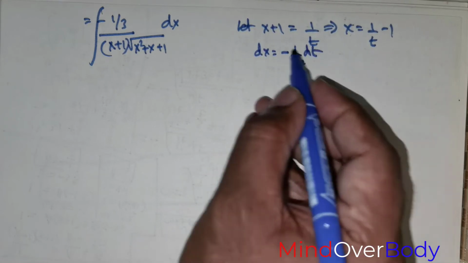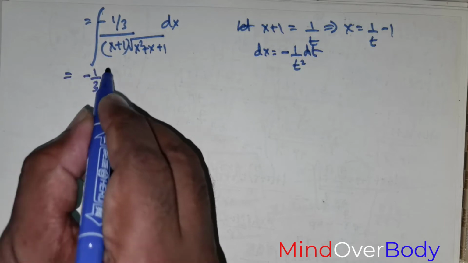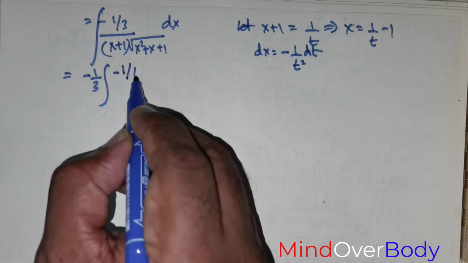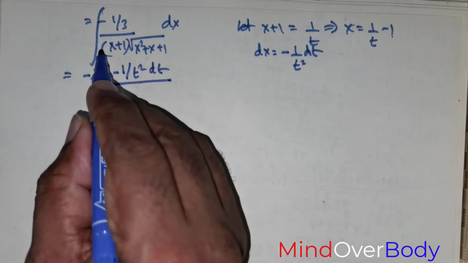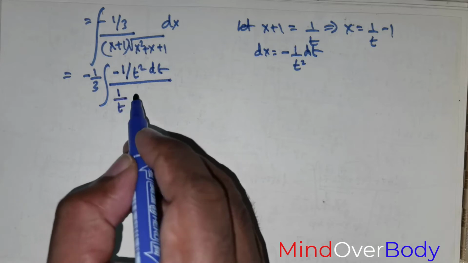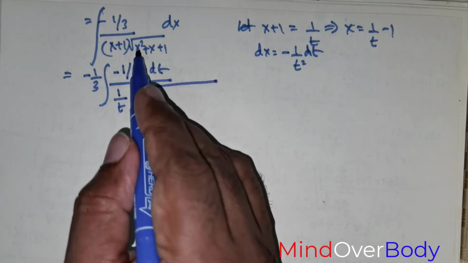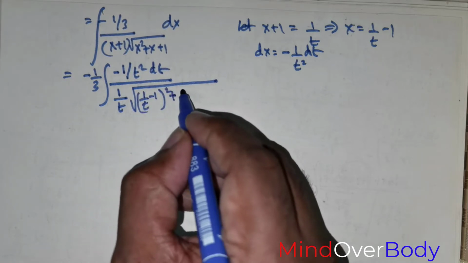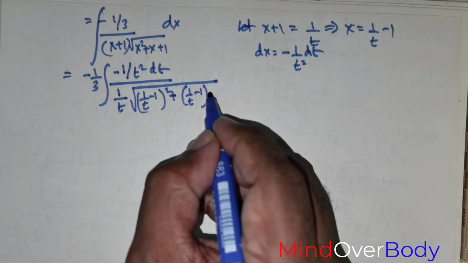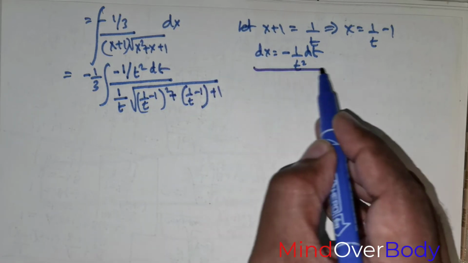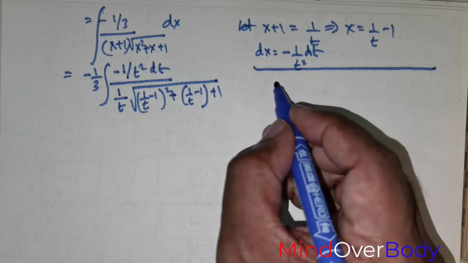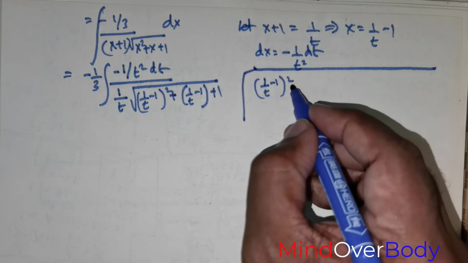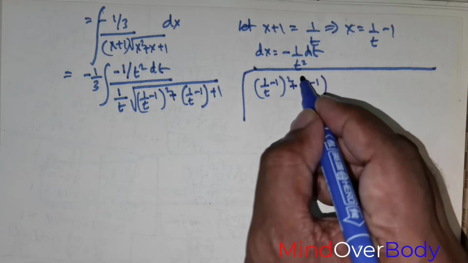So this can be rewritten as negative 1 over 3 integral. In place of dx I will be substituting negative 1 over t squared times dt divided by x positive 1 is 1 over t times square root of x is 1 over t negative 1 raised to the power of 2 positive 1 over t negative 1 positive 1. So let me use this space in simplifying this. So 1 over t negative 1 raised to the power of 2 positive 1 over t negative 1 positive 1.